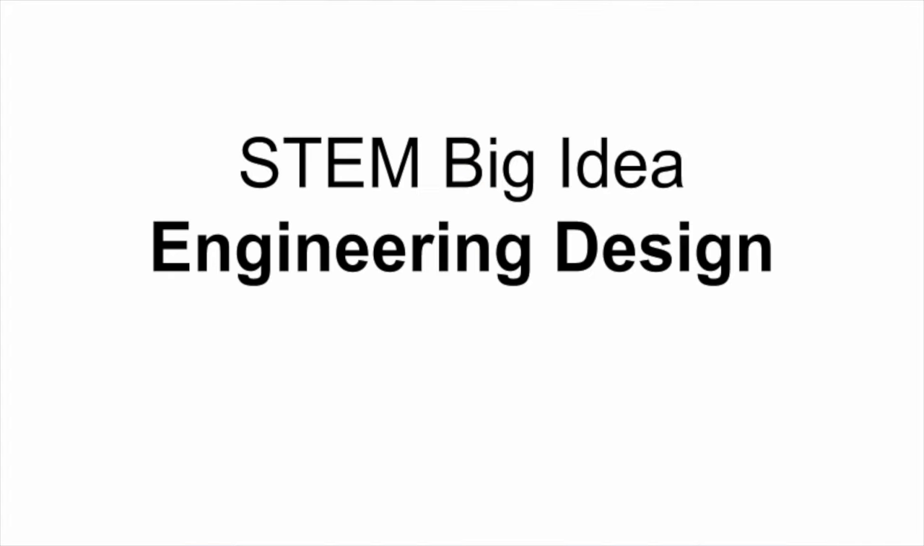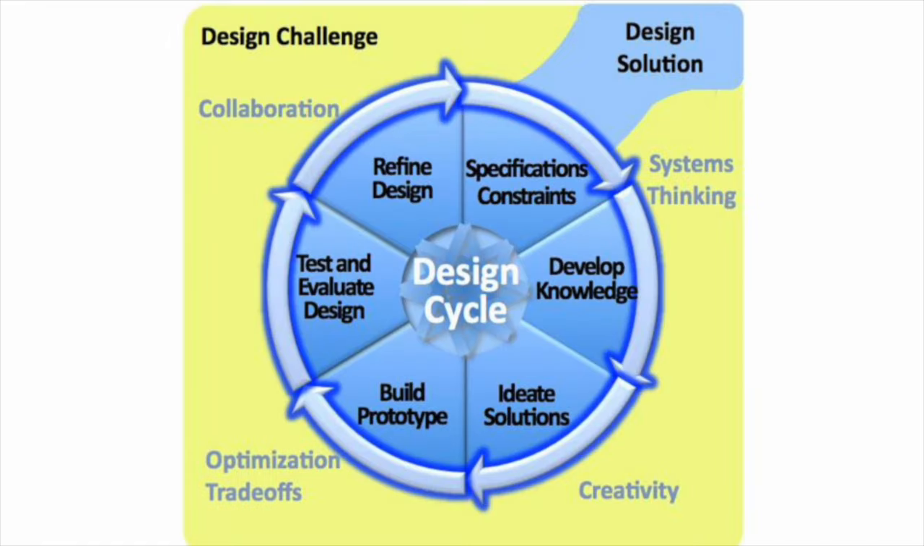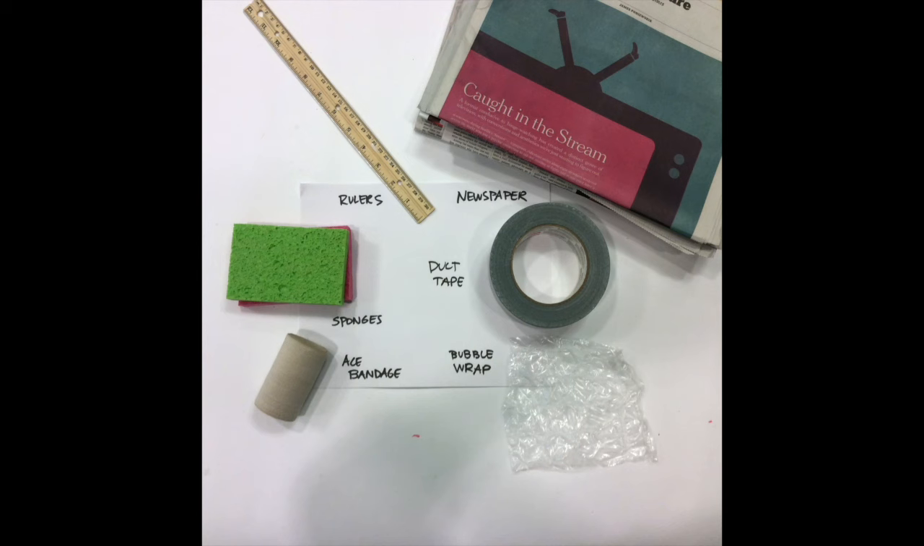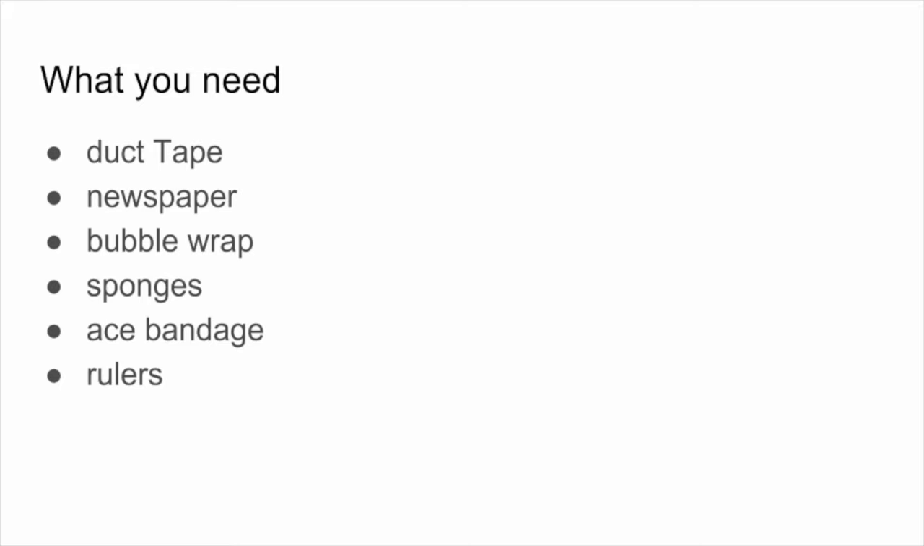The STEM big idea for this activity is engineering design. As learners participate in the Prosthetic Challenge, they will engage in a series of activities throughout the engineering design cycle. In particular, this activity highlights ideate solutions, building a prototype, and testing and evaluating the design. The materials needed for this activity include newspaper, duct tape, bubble wrap, ACE bandages, sponges, and rulers.